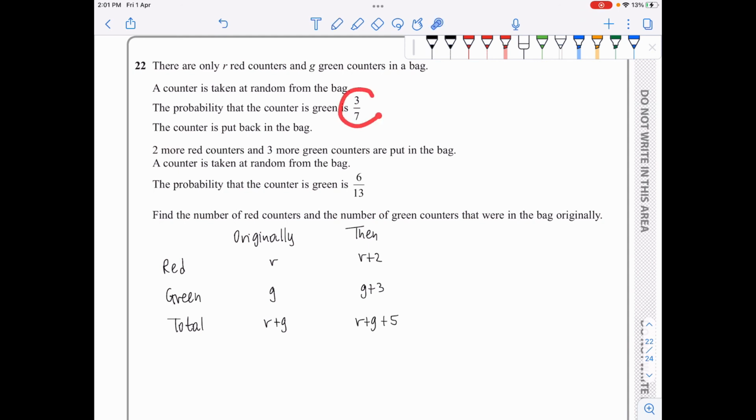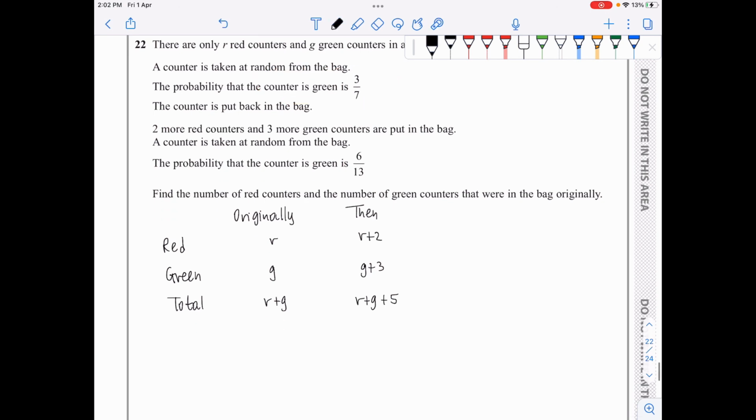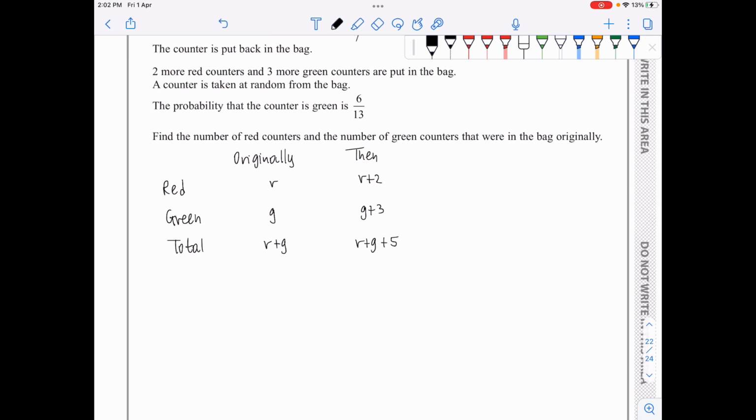I'm going to use the two probabilities to form equations, and then it's going to be simultaneous equations. Originally, the probability we had the green counter is 3 over 7. So G over R plus G is 3 over 7. I will cross multiply. 7G is 3R plus 3G. So 4G is equal to 3R.